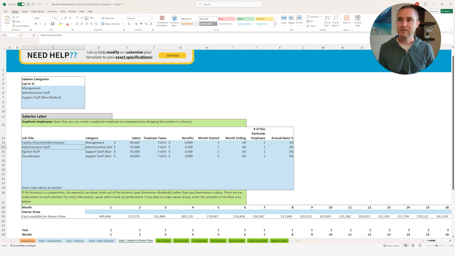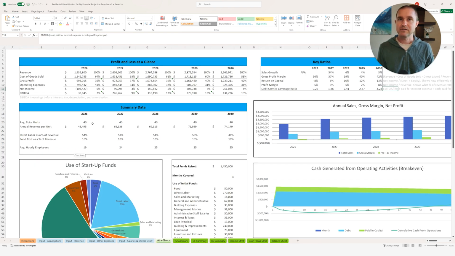You can see the administrative staff. Perhaps you needed 2 administrative staff to cover the hours that you need to have somebody on site and on staff. Maybe you need 2 kitchen staff and maybe 1 housekeeper. Okay, so we can set those assumptions in here. Now we can take a look at how this plays out.